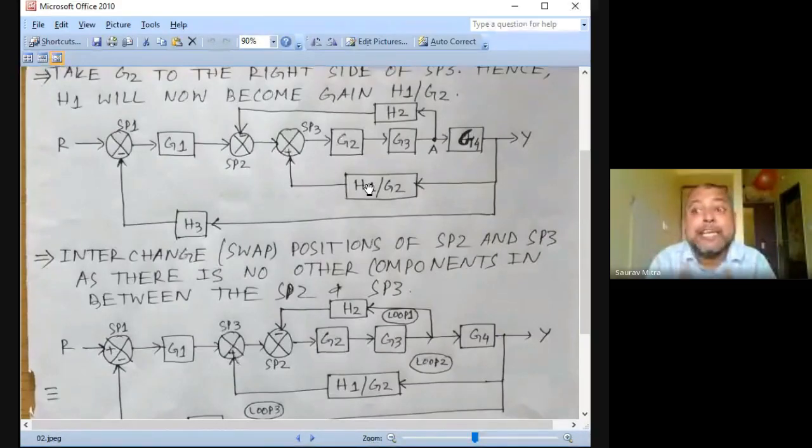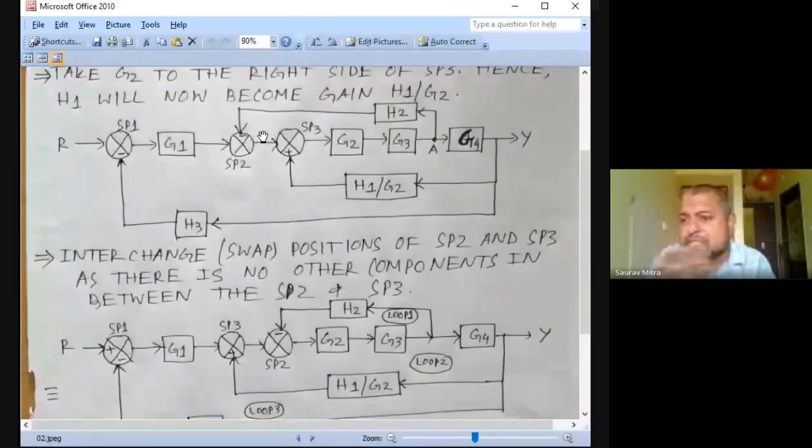So what to do? Interchange or swap the positions of sp2 and sp3. In that case, the gain between sp2 and sp3 should be 1. There should not be anything in between sp2 and sp3. That means it's just a connection, and a connection means gain 1. So in this case only, you can swap the position of sp2 and sp3.